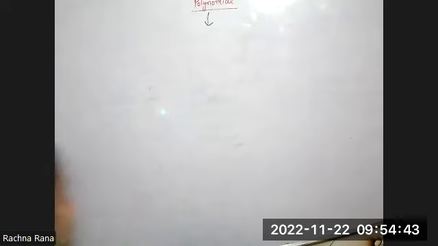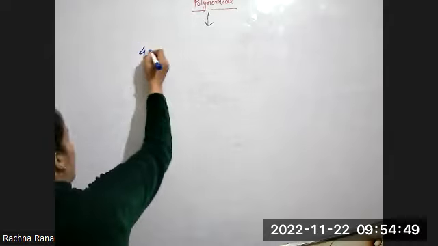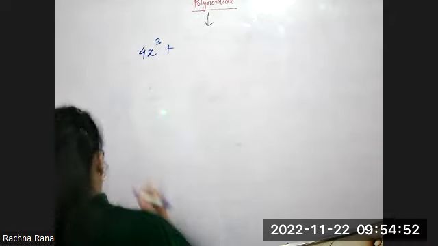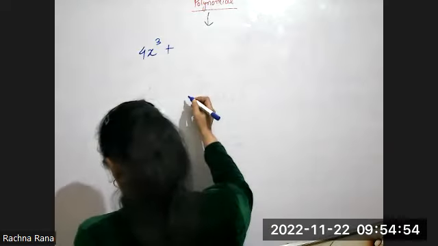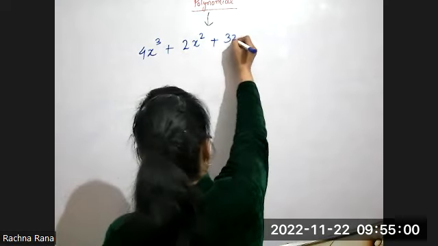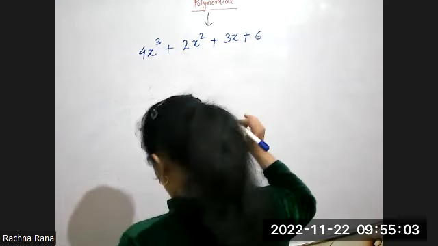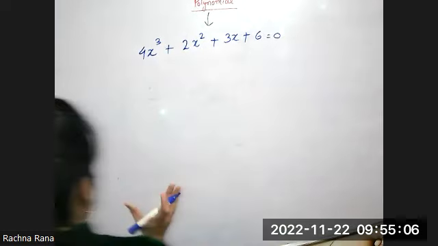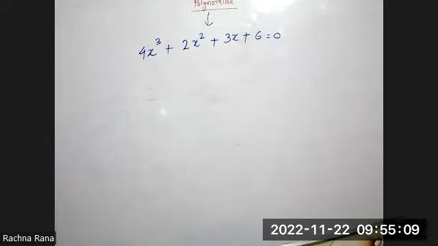For example, we have given 4x raised to power 3 plus 2x raised to power 2 plus 3x plus 6 equal to 0. This equation is given, and we have to find out the sum of zeros and product of zeros. For finding the sum of zeros and product of zeros, we will use different formulas.